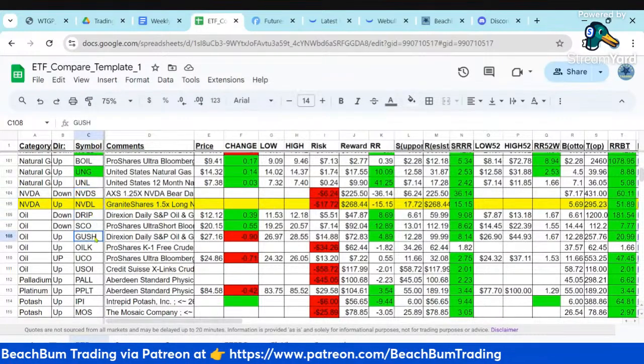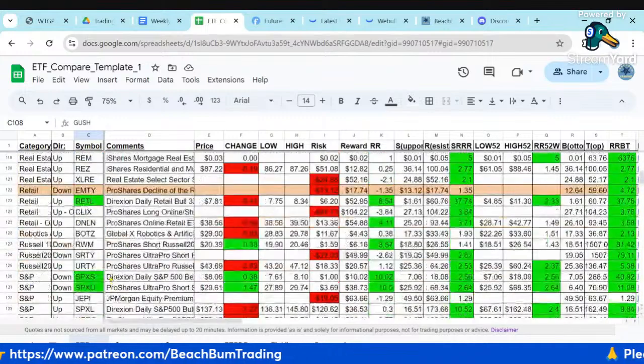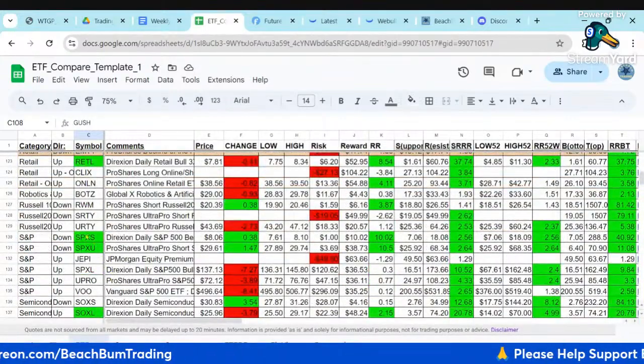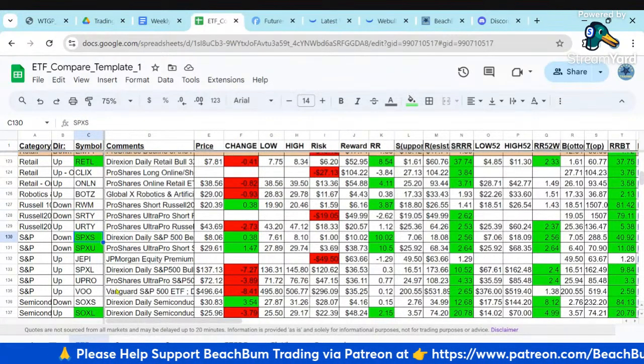Oil, short DRIP, long GUSH. Here's the S&P and this one the Russell. So short the Russell, SRTY, short S&P, SPXS.